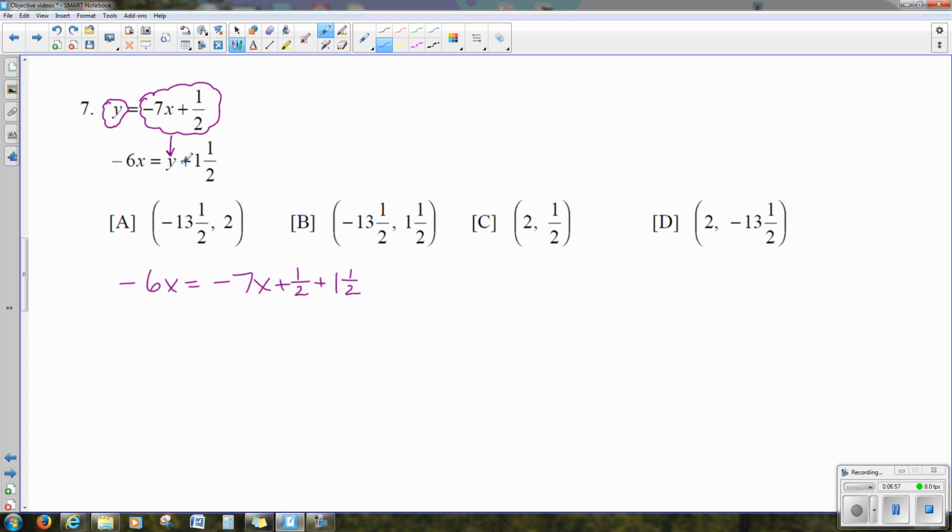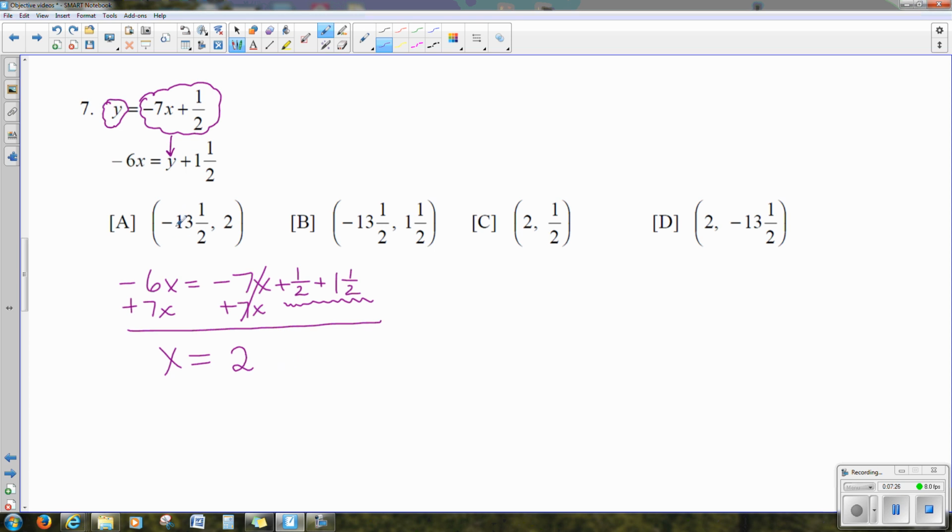Okay, so these fractions were really scaring me at the beginning. But now I'm realizing that we're just going to add 7x to both sides to bring that over here. And now 7x minus 6x is just 1x. And here's what I'm realizing: 1/2 plus 1/2, well, that's easy. 1/2 plus another half is 2. So our x value is 2.